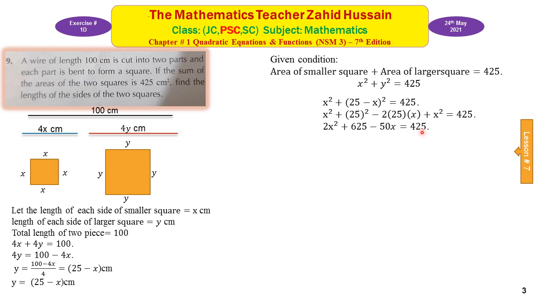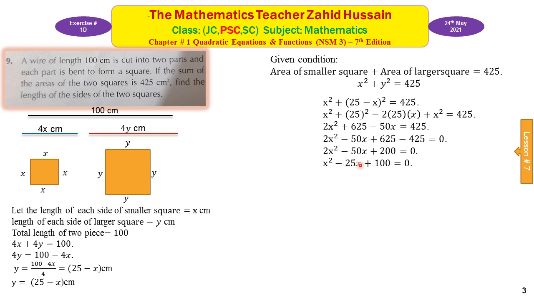Transfer 425 from right hand side to left hand side and we get this equation, which can be further simplified, and we can divide each term of this equation by 2 and we get x square minus 25x plus 100 equal to 0 in simplest form, and this form of quadratic equation is a standard form. We will solve this equation to find the value of x.